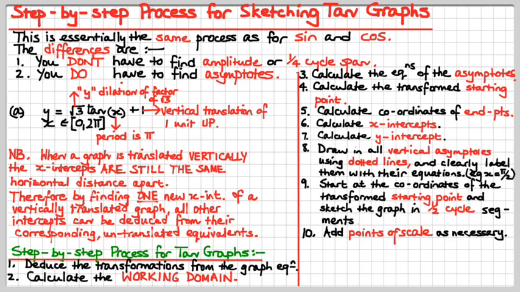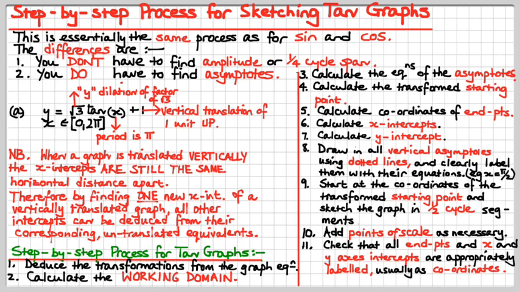So number 10, we add a point of scale. Yes, that's because you need to add a point of scale with tan in nearly all cases, because you need to have some way of expressing whether or not there's been a vertical dilation or not, okay? That's a little bit different from sine and cos as well. And lastly, you check that all endpoints and x and y intercepts are appropriately labelled, and usually as coordinate points, okay? And you label the graph with its equation, and then we're done.